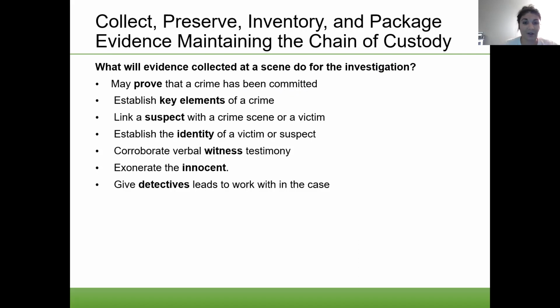So evidence is the core to a criminal prosecution. If you don't have evidence, then you can't charge anyone. There's no basis for it.